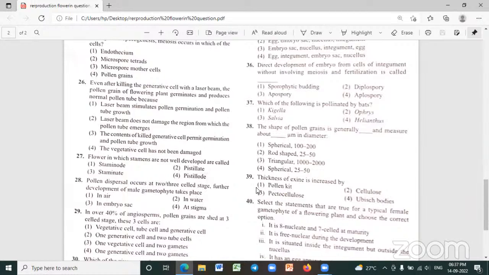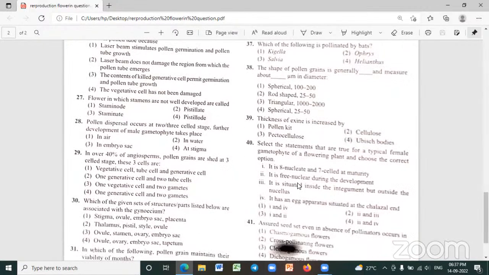Okay. The thickness of the exine was already discussed. The thickness is increased by which one? The pollen kit? No. Cellulose? No. Pectocellulose? No. Hibiscus bodies, we already discussed, 3 to 4. What is that? The thickness of the exine. Exine means the outermost layer of the pollen grain. So hibiscus body is the correct one. Okay. The last one, which one is the correct?